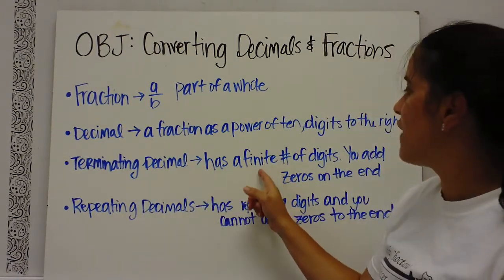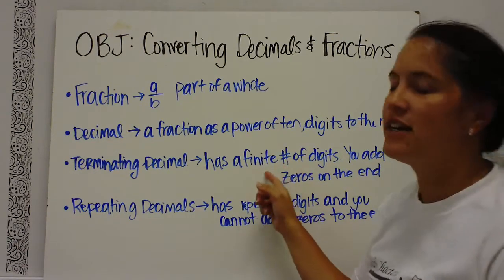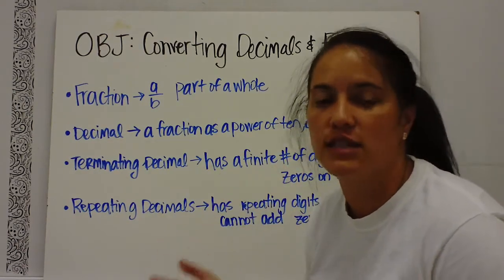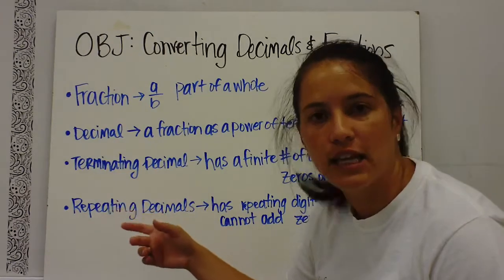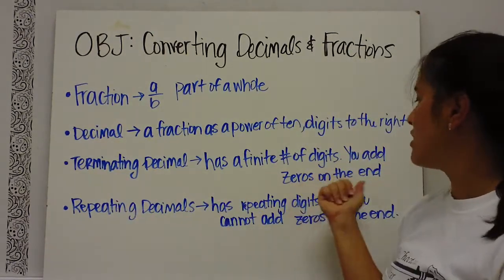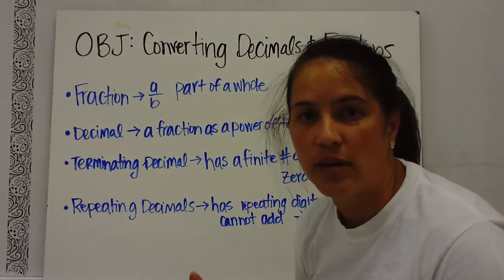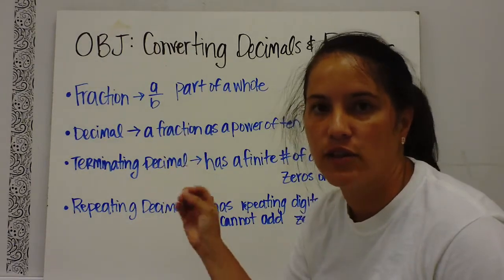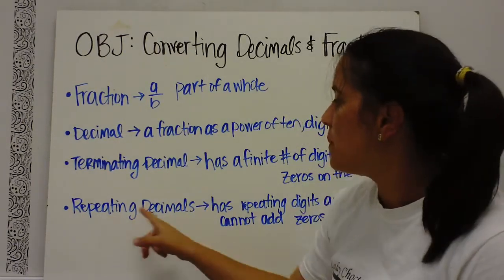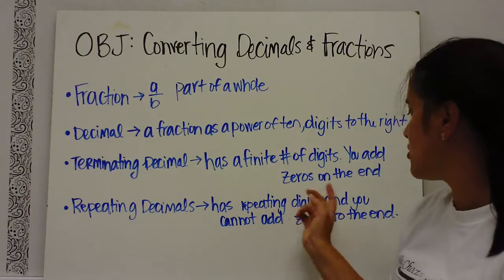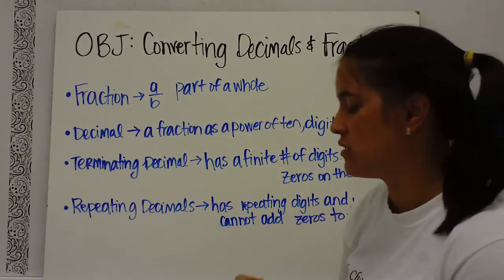A terminating decimal has a finite number of digits. Finite means an ending number, so this decimal ends. Terminating means end. And you can add zeros on the end, so if you're working with terminating decimals, you can always add extra zeros on the end. Repeating decimals have repeating digits, and you cannot add zeros to them.